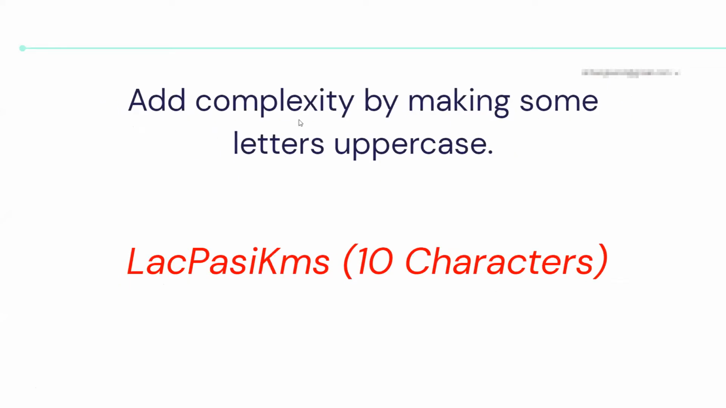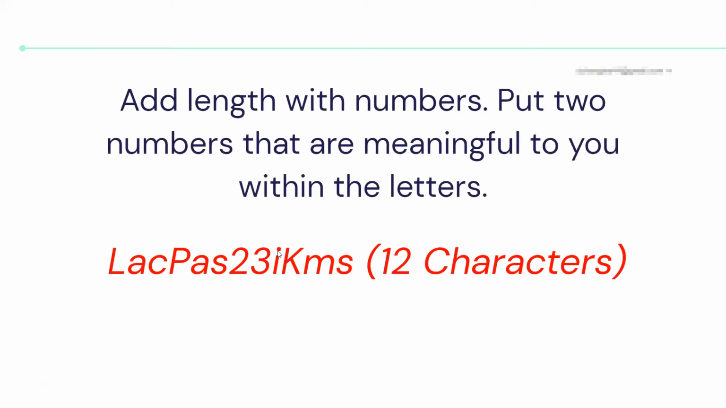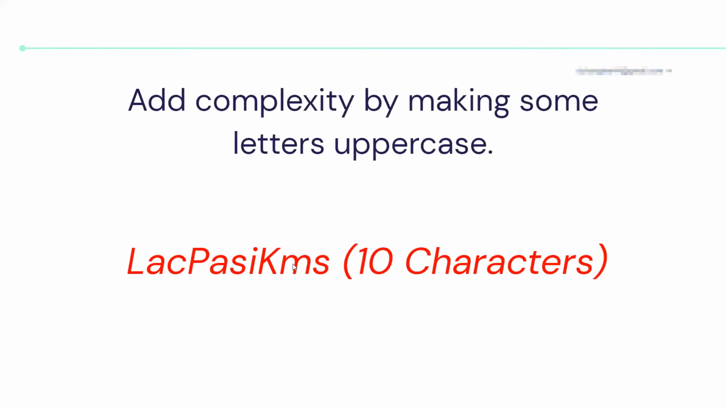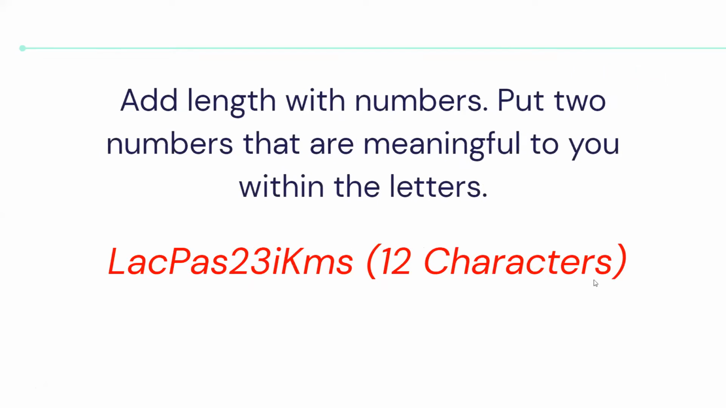And then add complexity by making some letters uppercase. For example, before it was all lowercase, and now some characters are uppercase. So the L is uppercase, P is uppercase, and K is uppercase. And then add length with numbers. Put 2 numbers that are meaningful to you within the letters. In our case, we put the numbers 2 and 3 in between the password that we just made. So now it has 12 characters in total and is more secure.